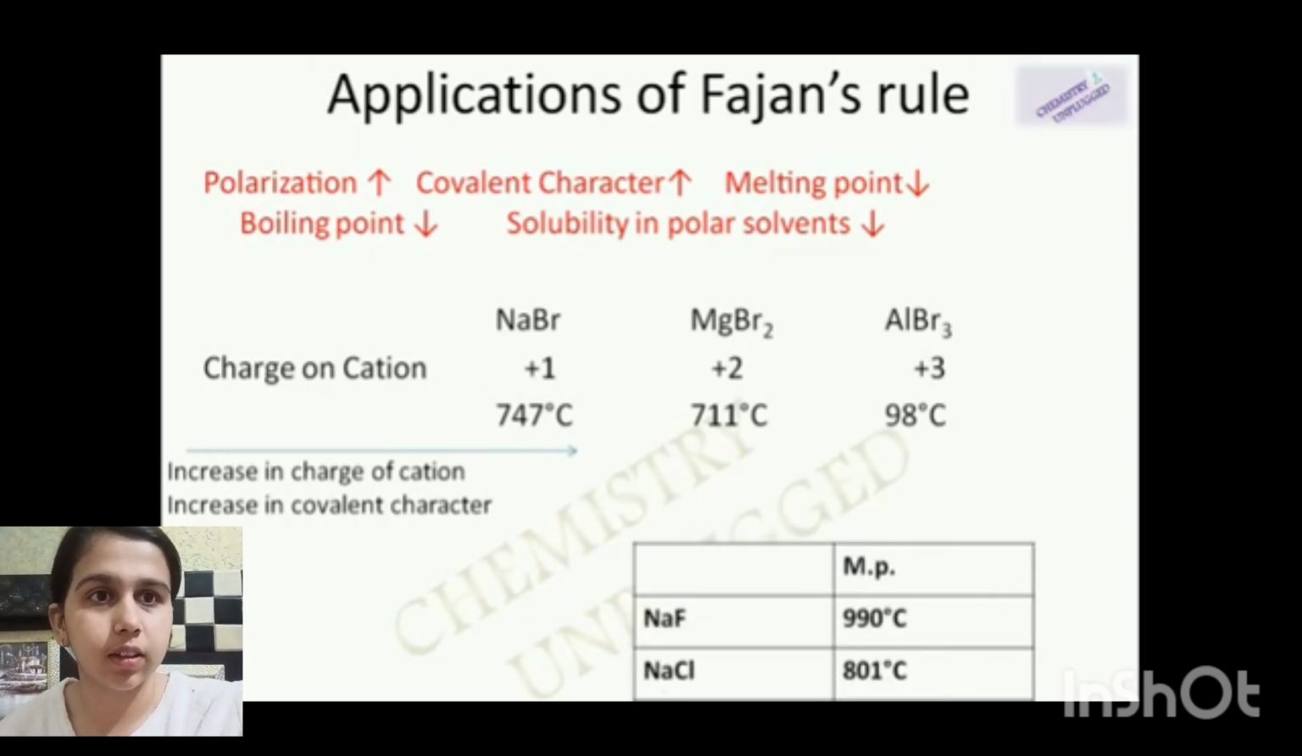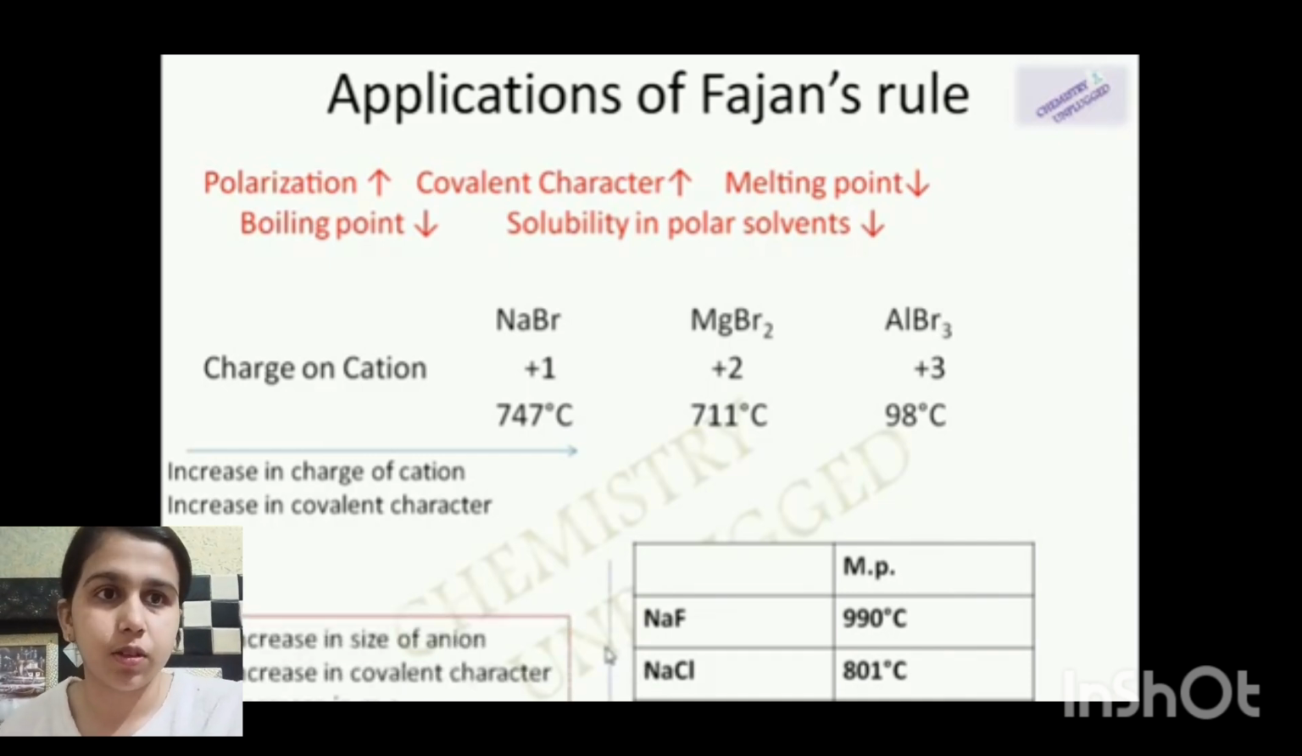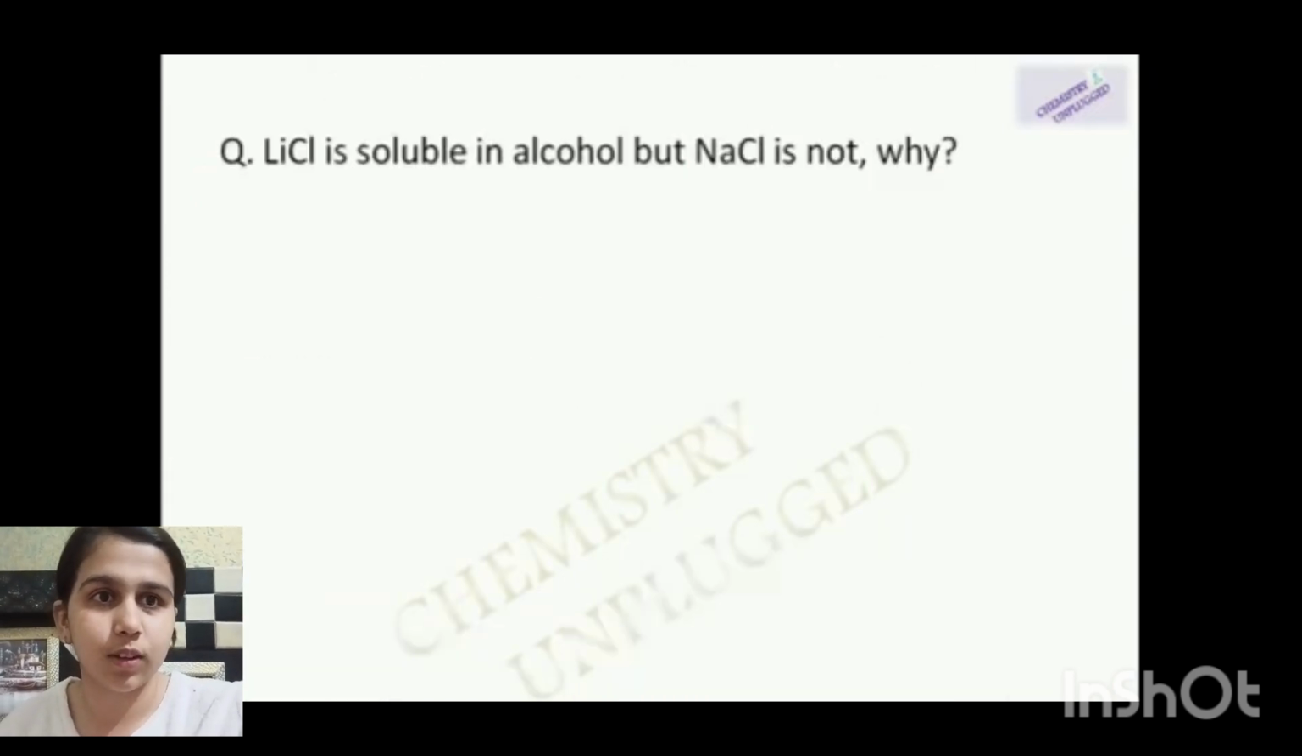Next is, among NaF, NaCl, NaBr and NaI, which will have the lowest melting point? They have the same cation, but the anion is different, and there is an increase in the size of the anion when we go from NaF to NaI. I has the maximum size, so it will have more covalent character. More covalent character means it will have the lowest melting point. NaI will have the lowest melting point.